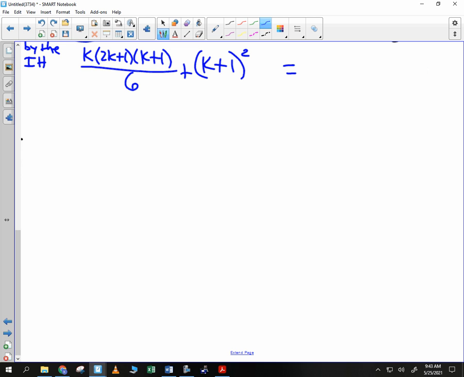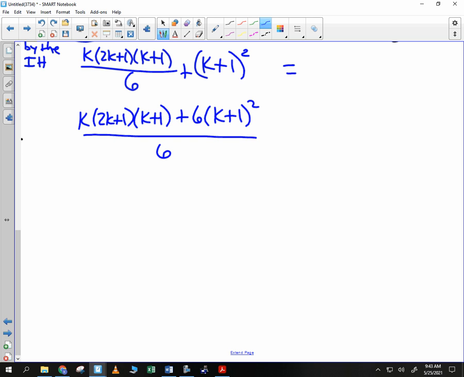So I'm going to multiply top and bottom by 6. Great. So I've got k times 2k plus 1 times k plus 1 plus 6 times k plus 1 quantity squared over 6.